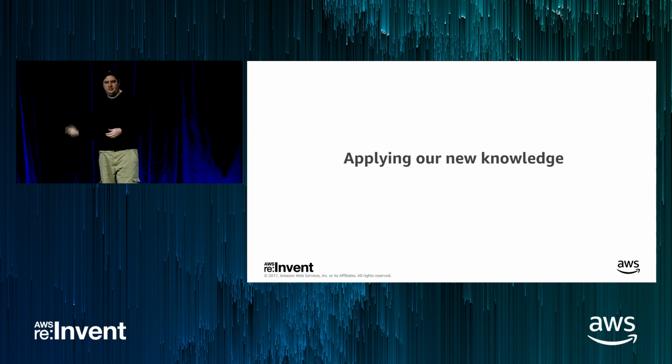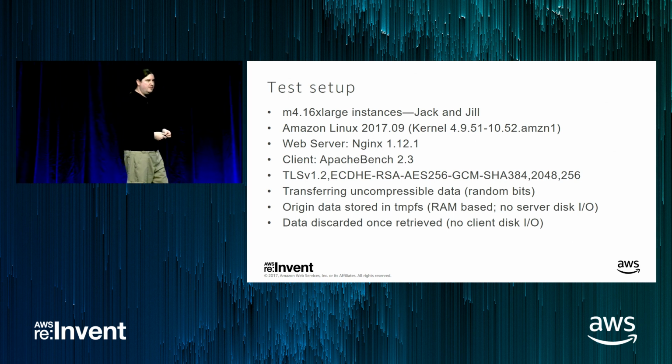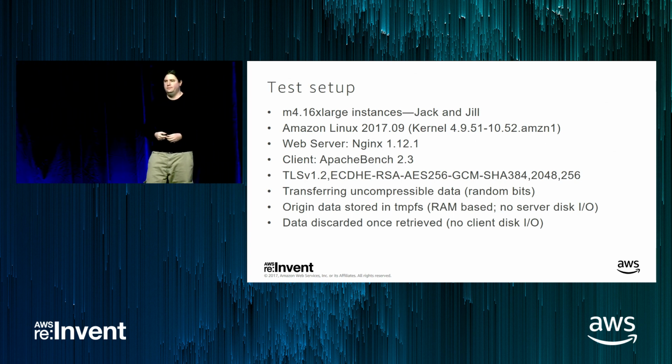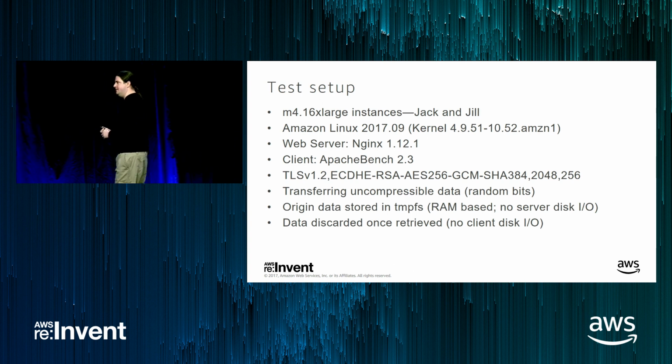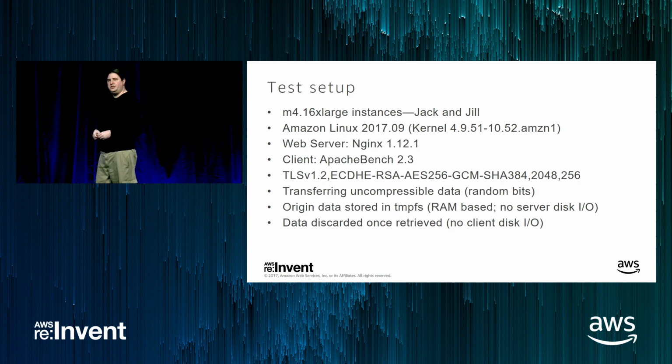So here's my test setup. I've got a pair of M4 16XLs. These are my Jack and Jill. I'm going to be running a recent Linux kernel. I'm using the Amazon Linux from, I think, a point release ago when I first made these. Using Nginx. My client is going to be Apache Bench.